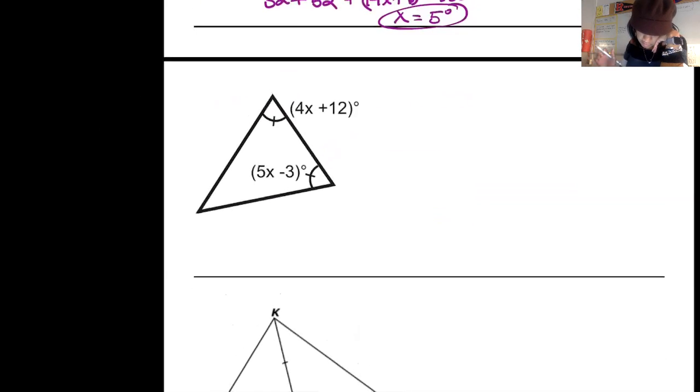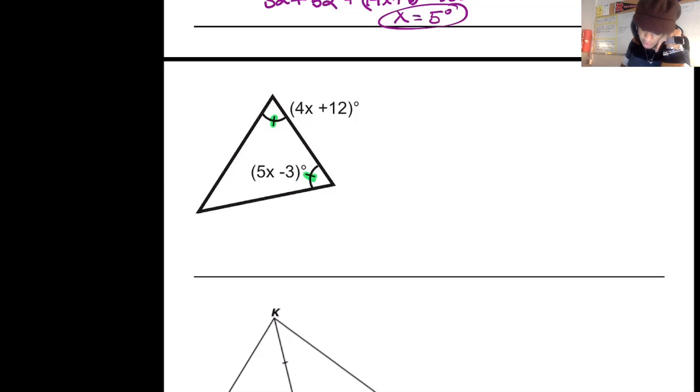Next one. Now, this one is not drawn to scale, but remember those markings I told you about. When you see that one tick mark, that means they're congruent. So this is an isosceles triangle. Think of it backwards. Because the two angles are congruent, the two sides have to be congruent. They're just not labeled as such, but it's okay.